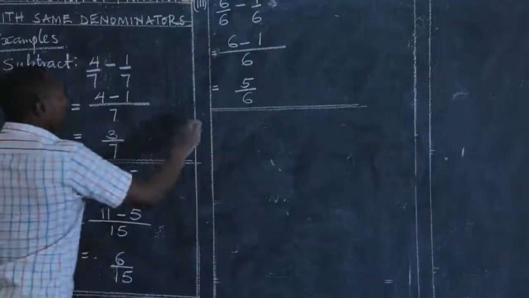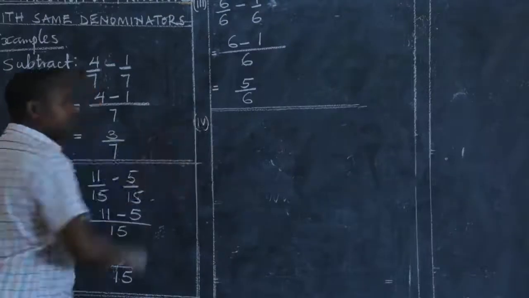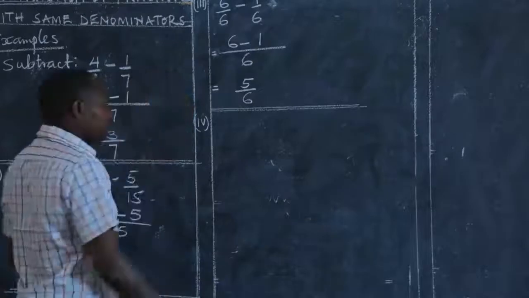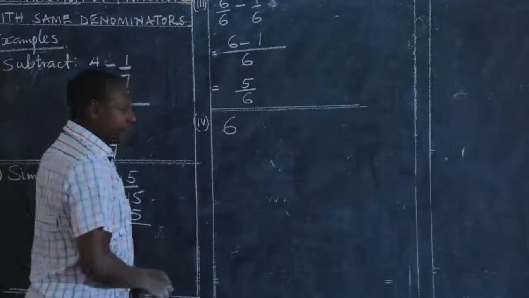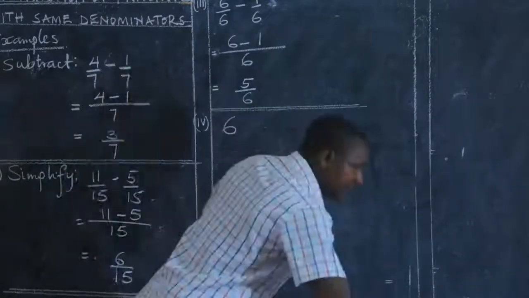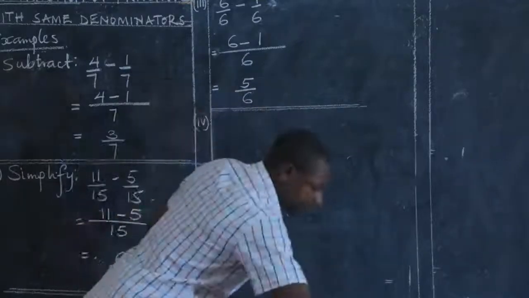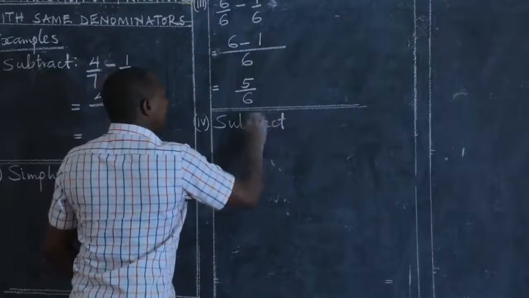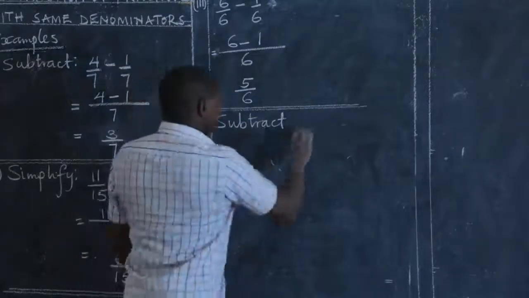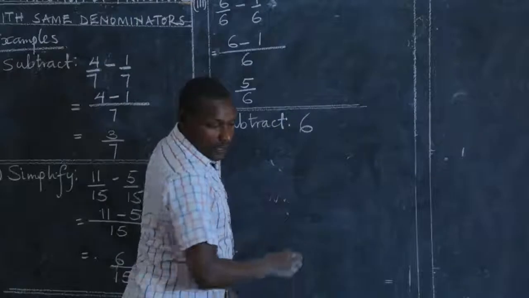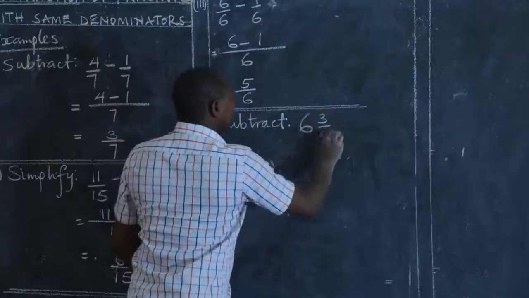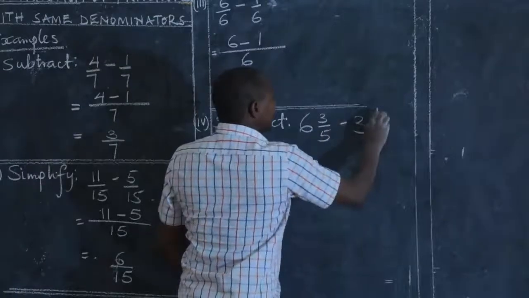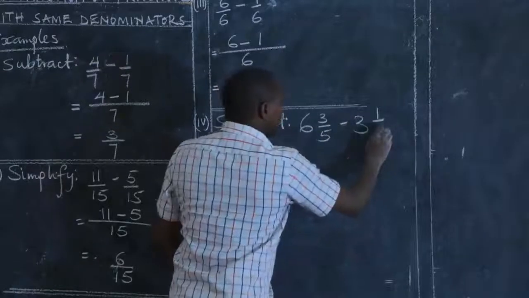as we went through the addition of fractions, we can also have some mixed ones here, whereby we have 6 whole number. Okay, let's say subtract 6 whole numbers and 3/5. Take away 3 whole numbers and a 5th.